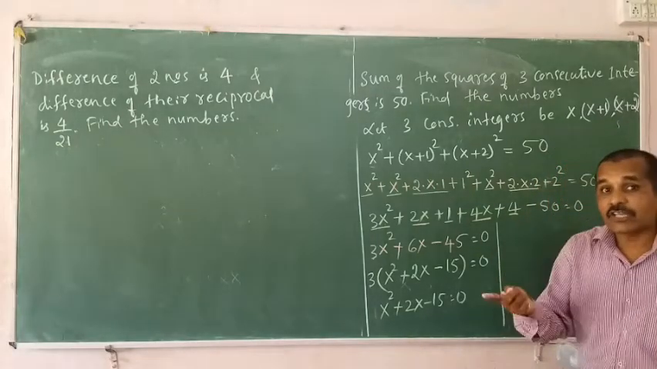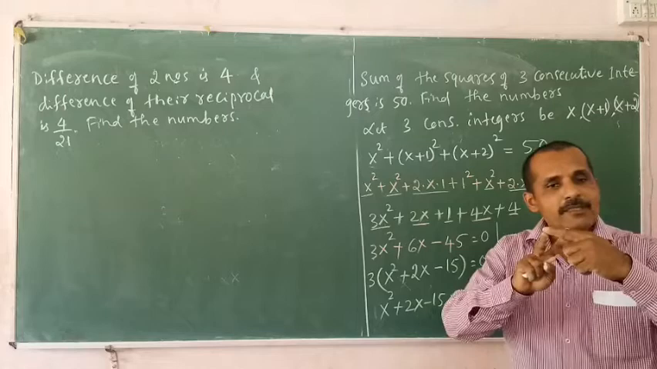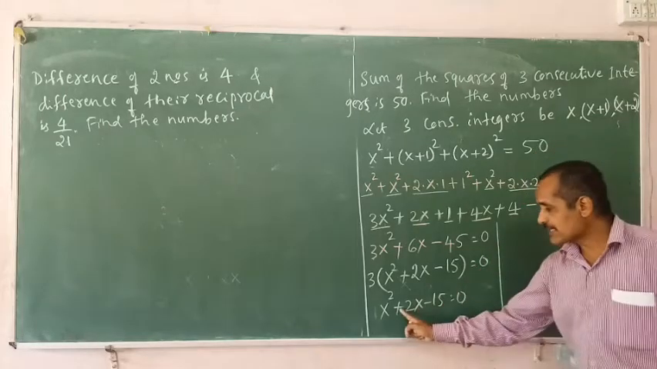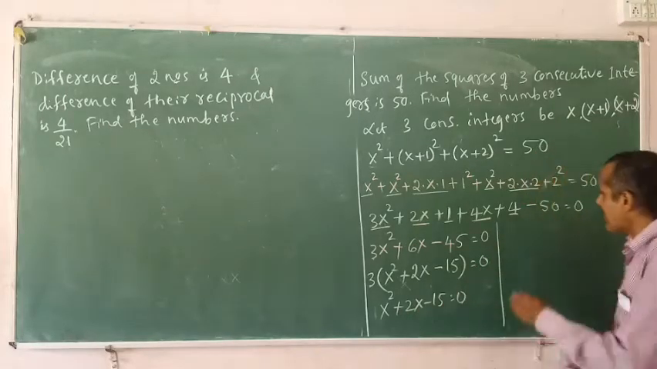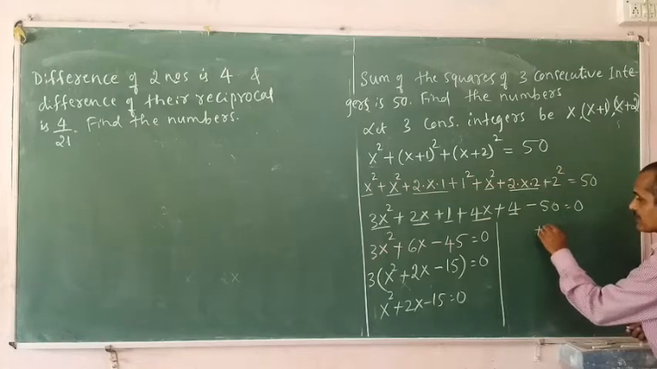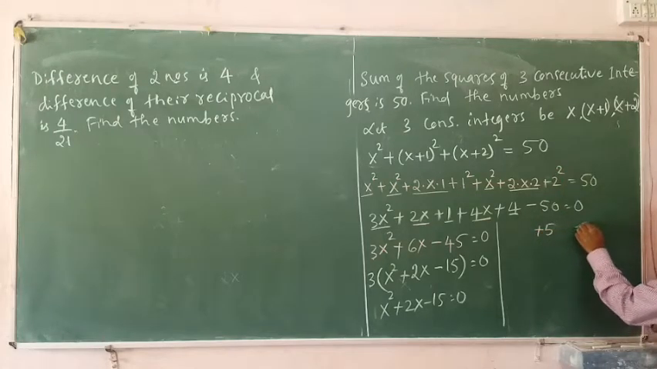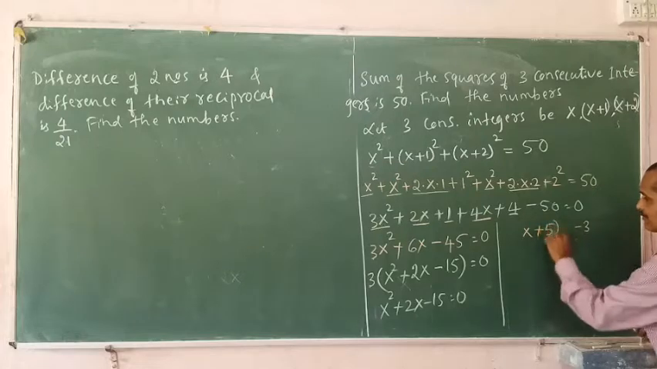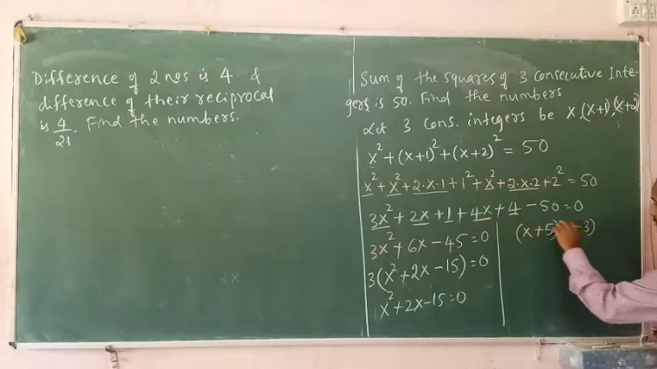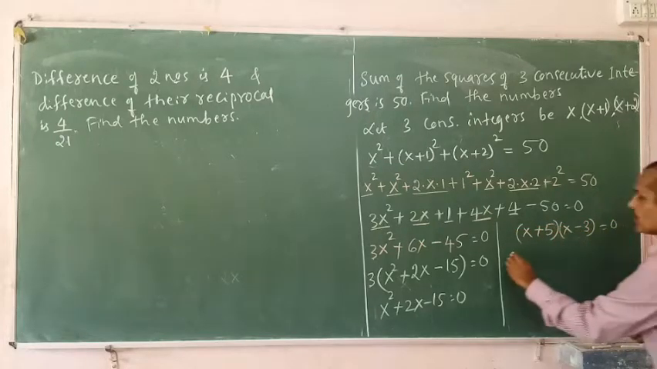But which 5 and which 3? One plus and one minus? The bigger number should have this sign. That means plus 5 and minus 3. I will write plus 5 and minus 3. I will put an x before this, 1x before this, is equals to 0.